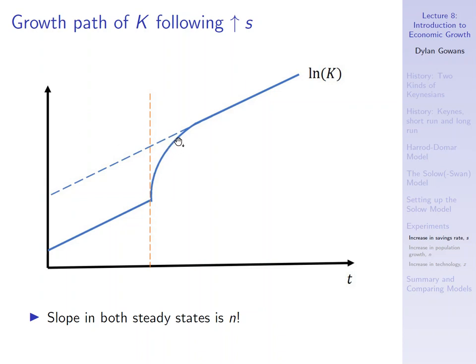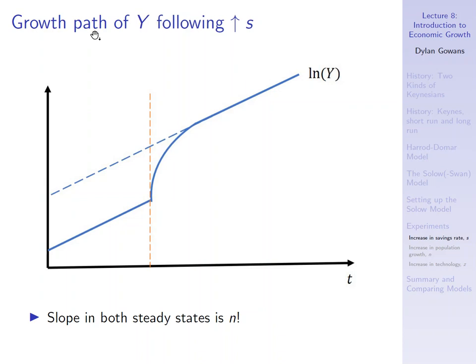And that keeps going until we get to our new steady state, at which big K, capital, is growing at rate n again. At the new steady state, capital is again growing at the same rate as population. And how do we know that? Because at the new steady state, little k isn't growing at all. And if little k isn't growing, that means capital must be growing at the same rate n as population.